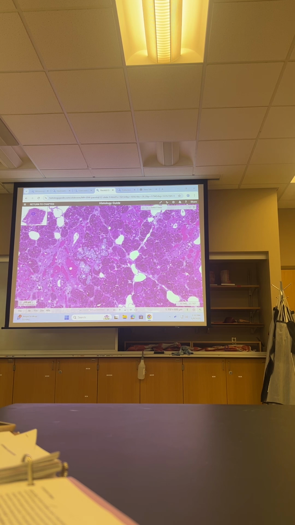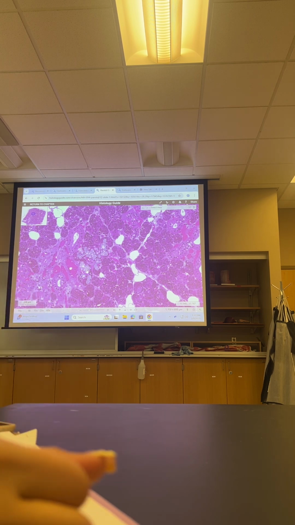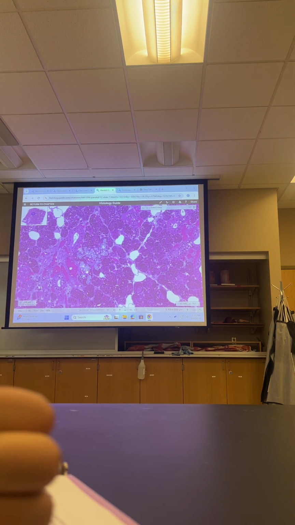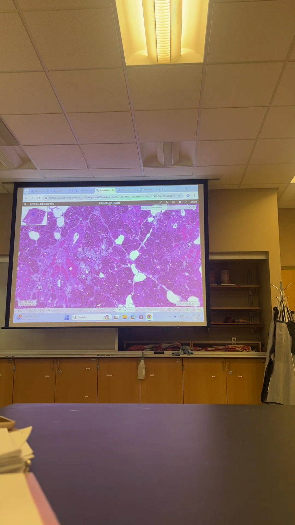The other ones are known as the mucus acini, so these ones right here. That's because they secrete mucus, so they're full of mucus and they don't take the dye as well. So they appear lighter within the stained histology. So serous and mucus are the difference between those two.